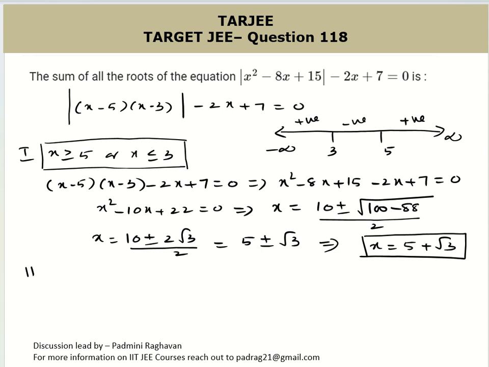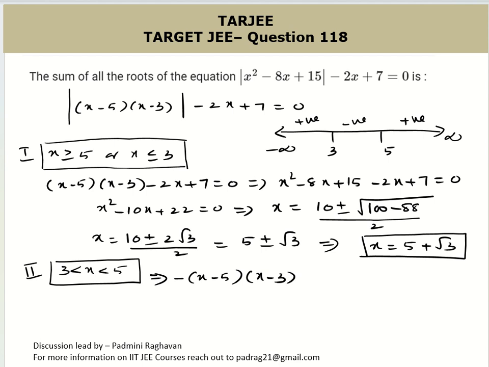Now we need to discuss the other zone, namely x lies between 3 and 5. Because we have taken equality in the earlier case, now let me take x lies between 3 and 5. When x lies between 3 and 5, the first term will be negative, the second term will be positive, the product will be negative. If the quantity inside the modulus is negative, the rule is remove the modulus, attach a negative sign. So you get −(x − 5)(x − 3) − 2x + 7 = 0.